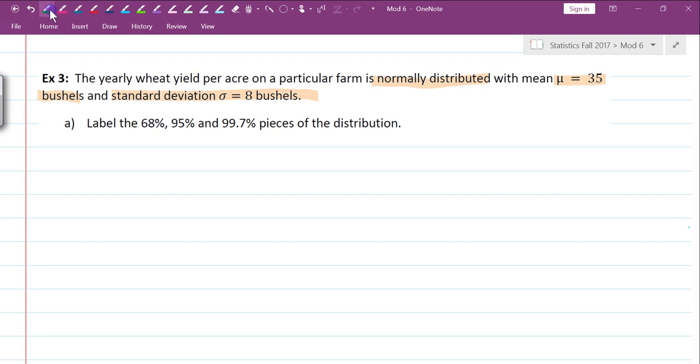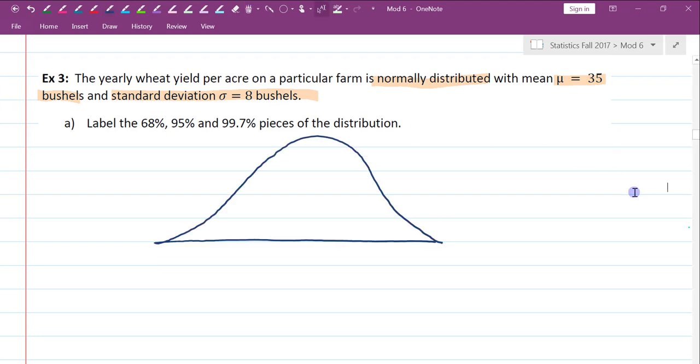So let's go ahead and draw our standard normal curve. Okay, so there's my curve. We're going to put the mean in the very center. And the mean is 35. And it says label the 68, 95, and 99.7% pieces of the distribution.